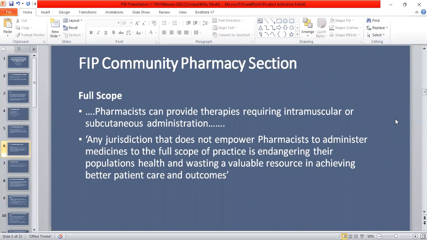So it further says that any jurisdictions that do not empower pharmacists to administer medicines to the full scope of practice are endangering their population's health. I find this a very, very serious statement. And again, it obliges us now to make sure that we are up to speed in empowering ourselves. So endangering the population's health and wasting a valuable resource in achieving better patient care and outcome.